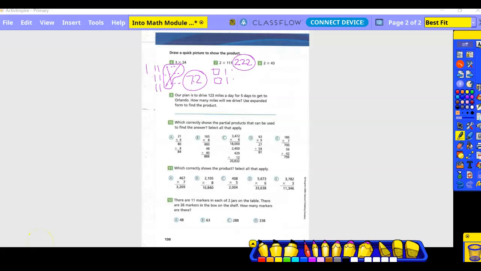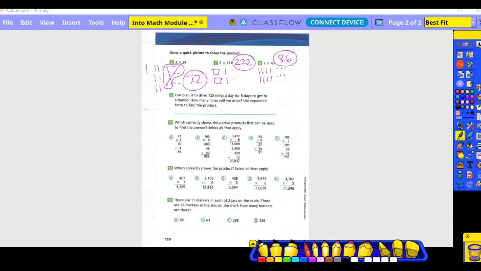Number 8. I need to start with my tens place. So how many longs? 4, right? And then 3 small cubes. And I need to draw that how many times? 2 times. Do I have enough to regroup on either? No. So I have 8 longs and I have 6 small cubes.